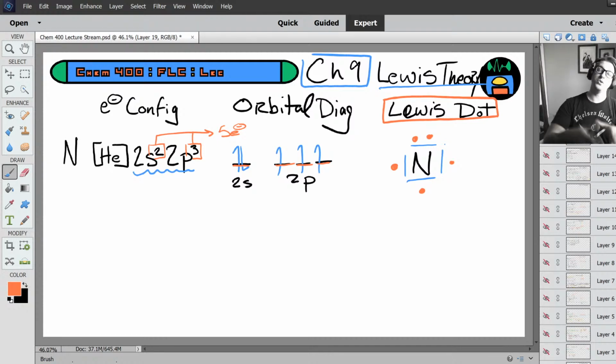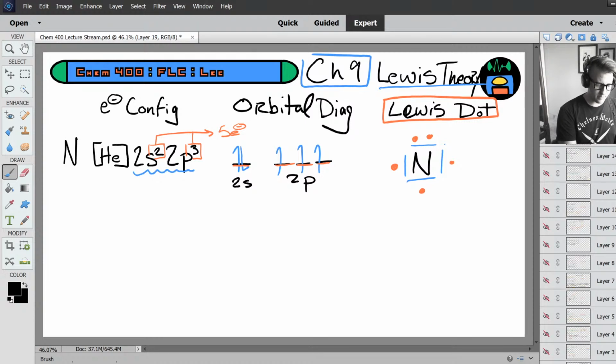You'll never have more than 2 dots on one side, because you never have more than 2 electrons in one orbital. All right, so this would be the Lewis dot structure for nitrogen.